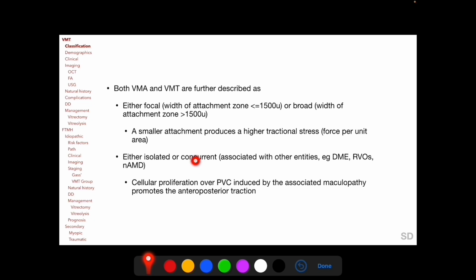Concurrent VMA or VMT occurs in the setting of other entities such as diabetic macular edema, retinal venous occlusion, and neovascular AMD, and in concurrent VMA or VMT, cellular proliferation induced by the associated maculopathy occurring over the posterior vitreous cortex promotes the anteroposterior traction.